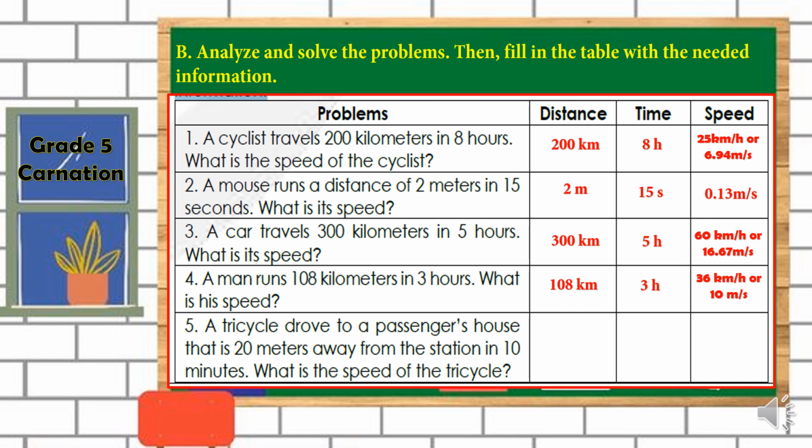And number 5, a tricycle drove to a passenger's house that is 20 meters away from the station in 10 minutes. What is the speed of the tricycle? So the distance is 20 meters. The time is 10 minutes. So the speed is 0.033 meters per second. So that is the answer for letter B.